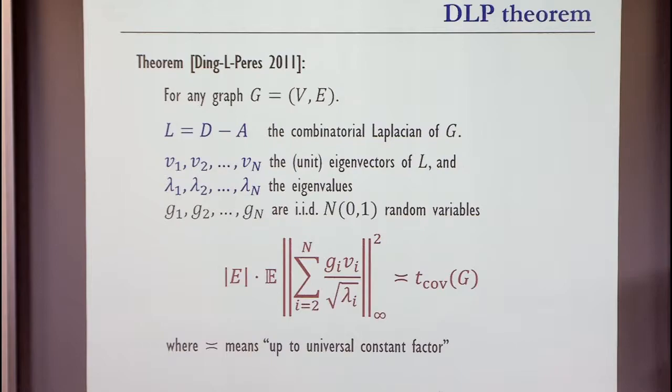So you take now any graph G, take the same setup as before. L is the Laplacian, the v_i's are the eigenvectors, the lambda_i's are the eigenvalues. Now compute this random vector. Take the maximum entry, square it, and multiply by the number of edges. In any graph, this is proportional to the cover time up to some absolute constants.